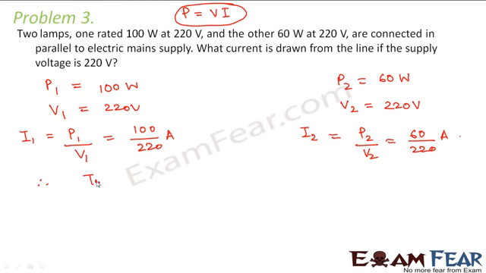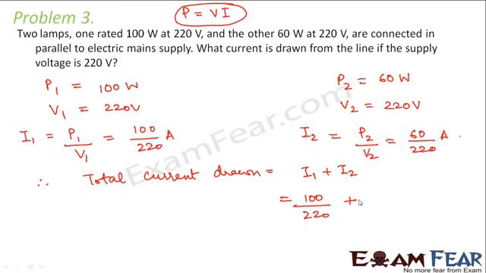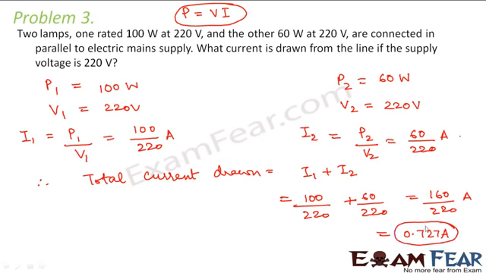Therefore, total current drawn by these two bulbs will be equal to I1 plus I2. So, total current drawn will be I1 plus I2, that is equal to 100 by 220 plus 60 by 220, that is equal to 160 by 220 amperes. This comes out to be 0.727 amperes. So this much amount of current will be drawn from the line.